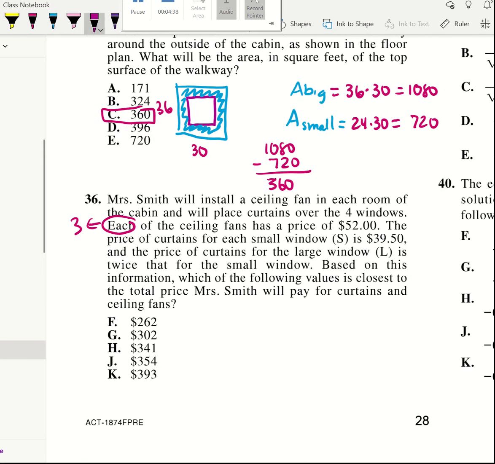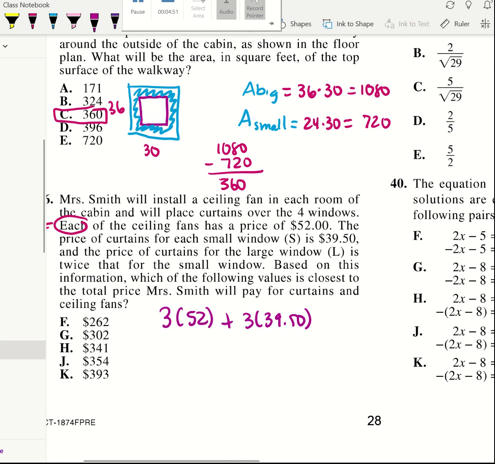So she's buying 3 ceiling fans at $52 each, and then she's going to pay for 3 small windows at $39.50 each, and she's going to buy 1 large window, and that 1 large window is twice the cost of the small window, 39.50 times 2.